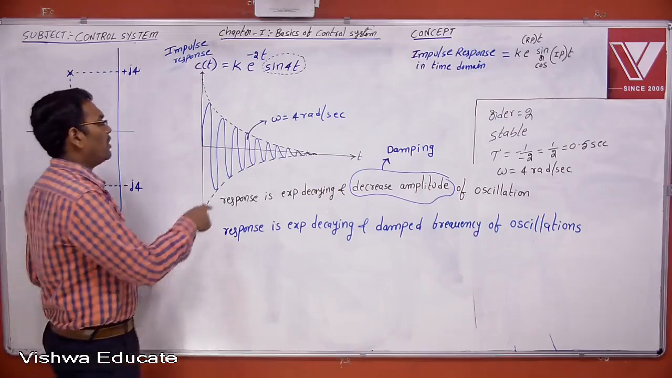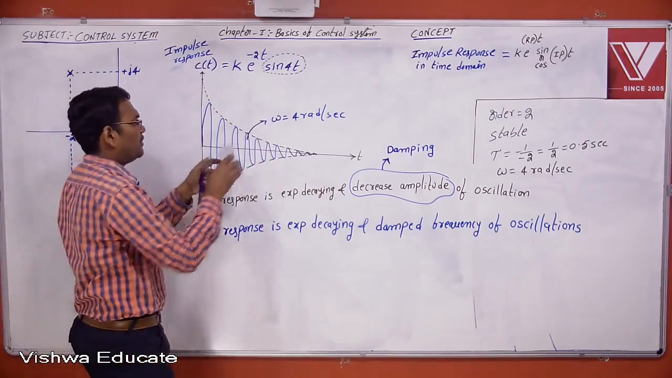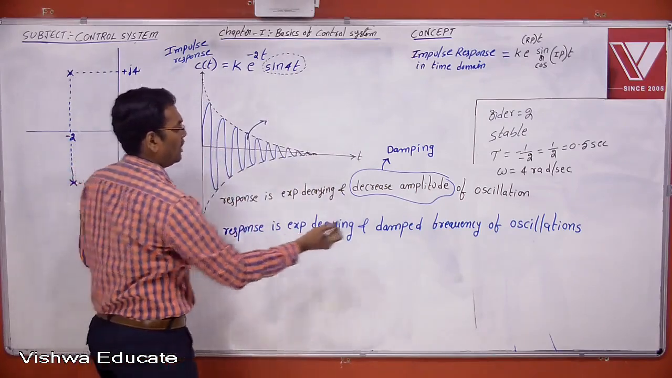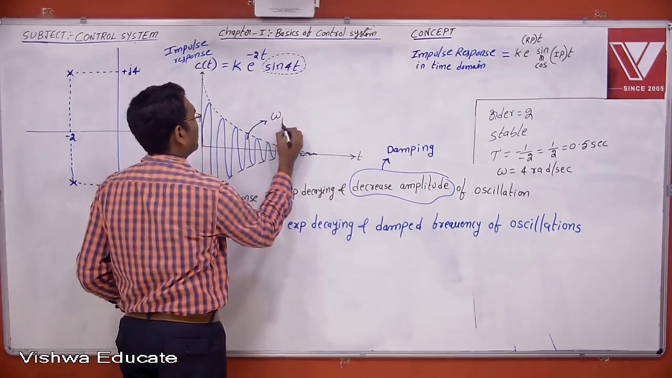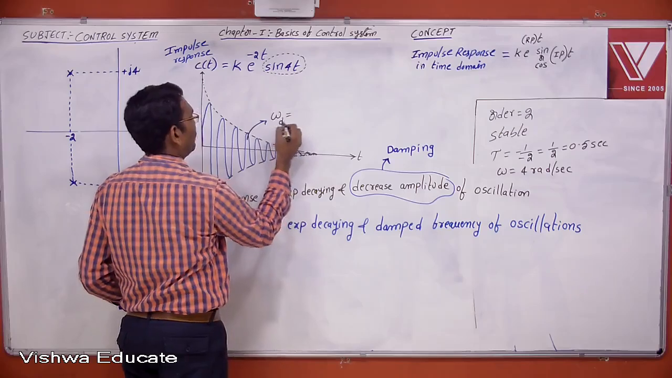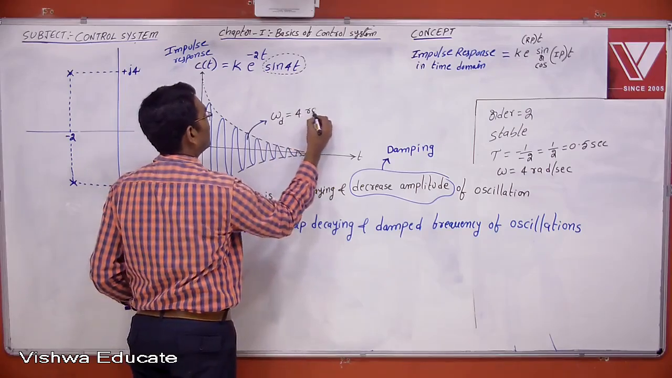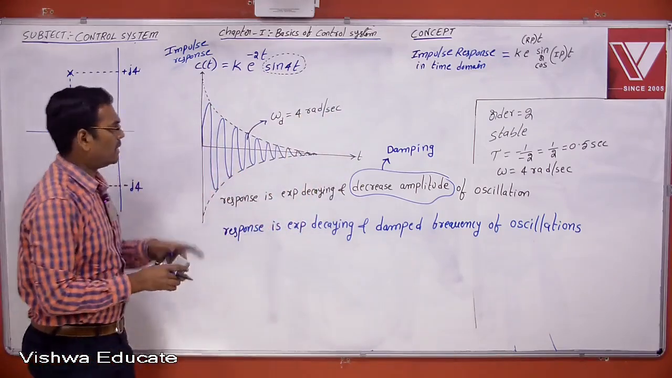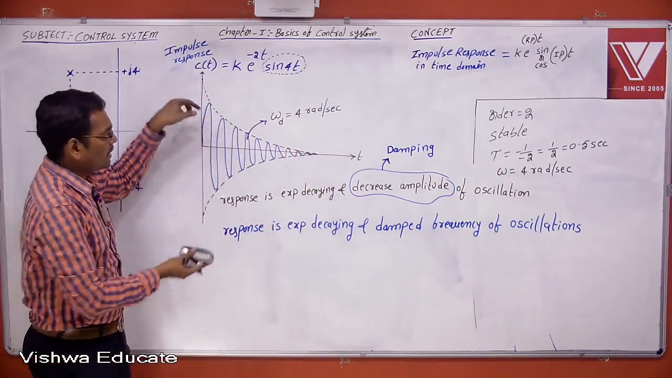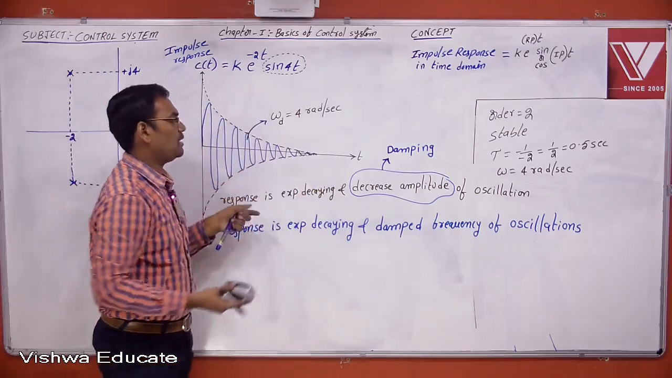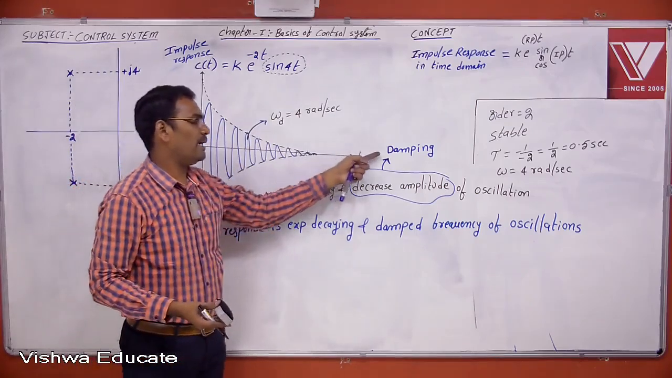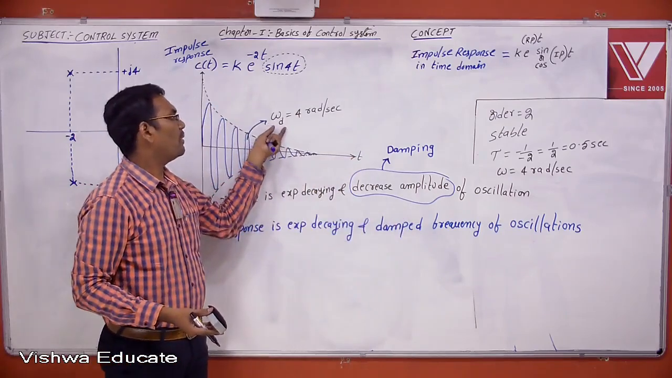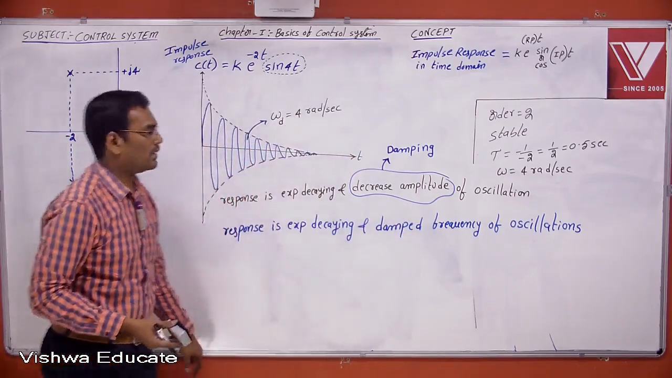Now this frequency of oscillations, which is 4 radians per second, we also call the damped frequency of oscillation. This omega we call omega d, the damped frequency of oscillation. Omega d equals 4 radians per second. The response is exponentially decaying with decreased amplitude of oscillation. Decreasing amplitude means damping.